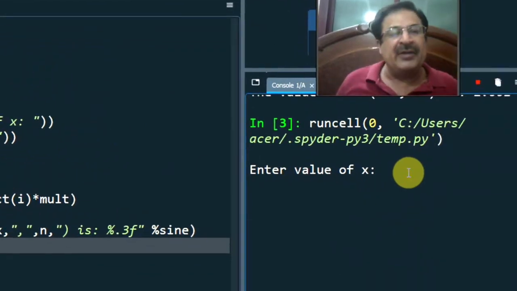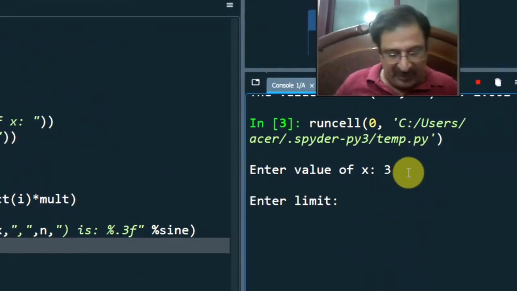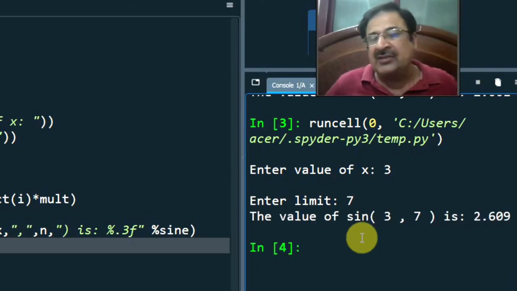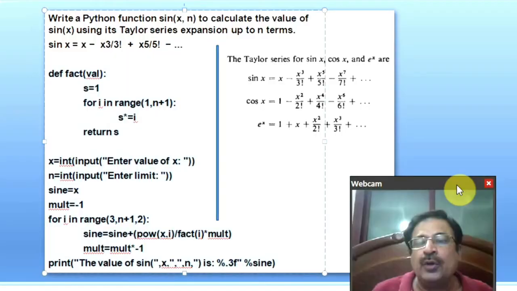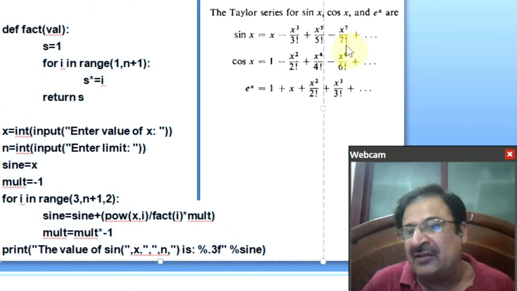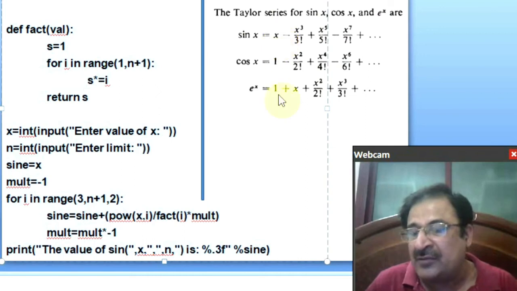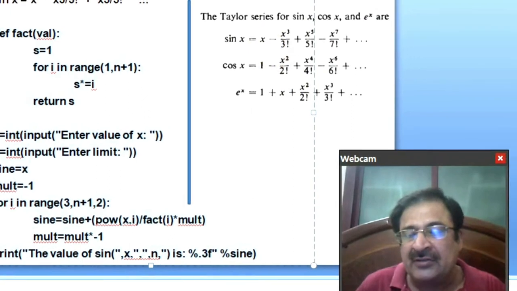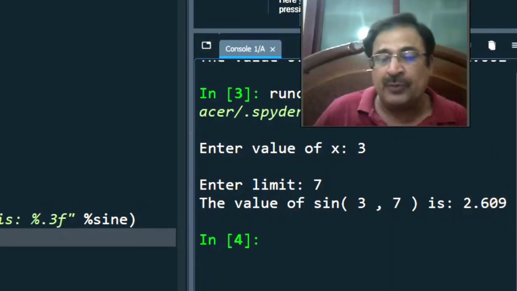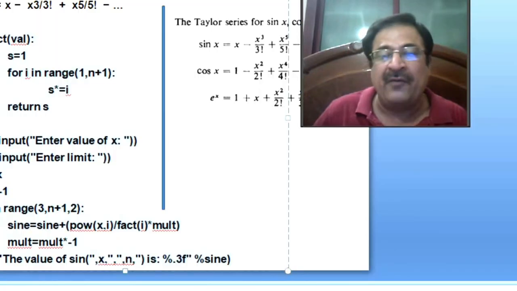It is asking me to enter the value of x. Let us enter 3. Limit, if I enter 7, the answer, the sine x is 2.609. Up till this x to the power 7 divided by factorial 7, if you compute this expression, replacing the value of x by 3, you will definitely get the result 2.609. That is, this program is working perfectly well.